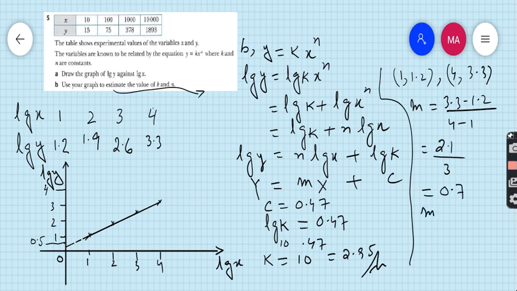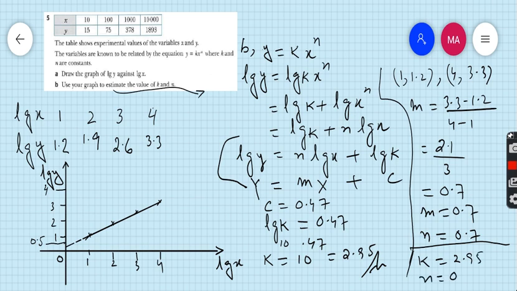So m represents 0.7, but when we compare these two equations, m is n, which is 0.7. Hence our final answer is k equals 2.95 and n equals 0.7. This is our final answer. I hope you completely understand question number 5. Okay, now come to question number 6.